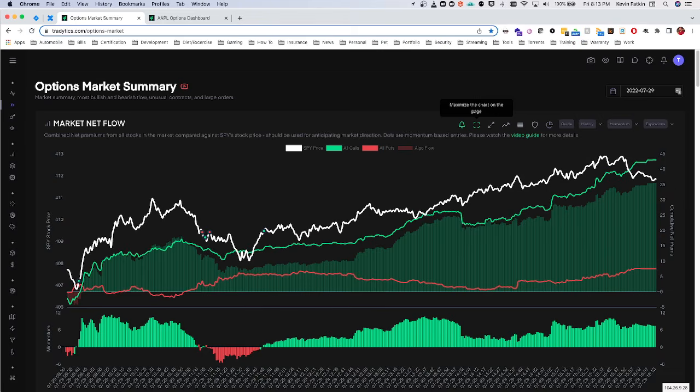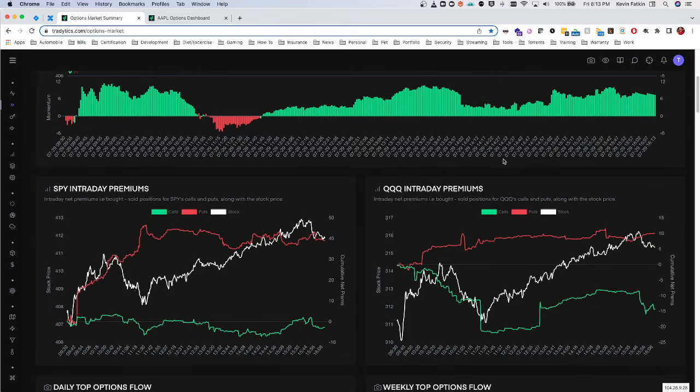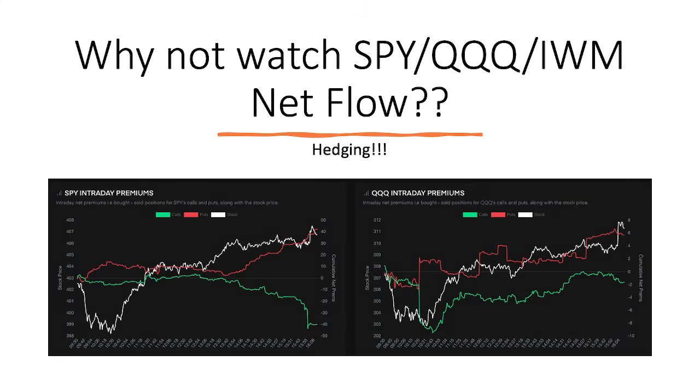So it's always good to watch both, but never ever use SPY or QQQ's net flow to trade those tickers. It will misguide you. It will cause you to lose money.